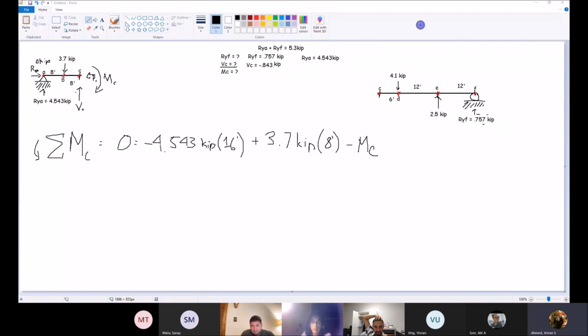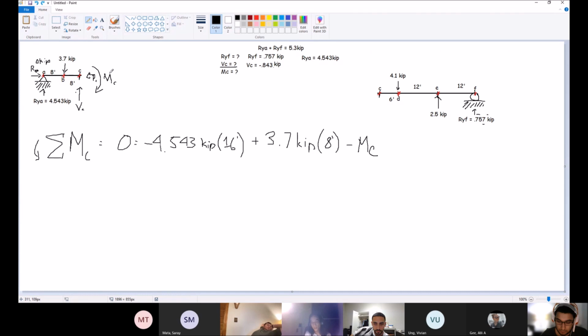All right. So minus M_C, everyone knows why we subtracted it, right? Because it's going in the clockwise direction. Just to further iterate, this is a bending moment right at C, so it's important that we took the summation of moments at C. Because if we took it at A, then we can't really take this bending moment into account.